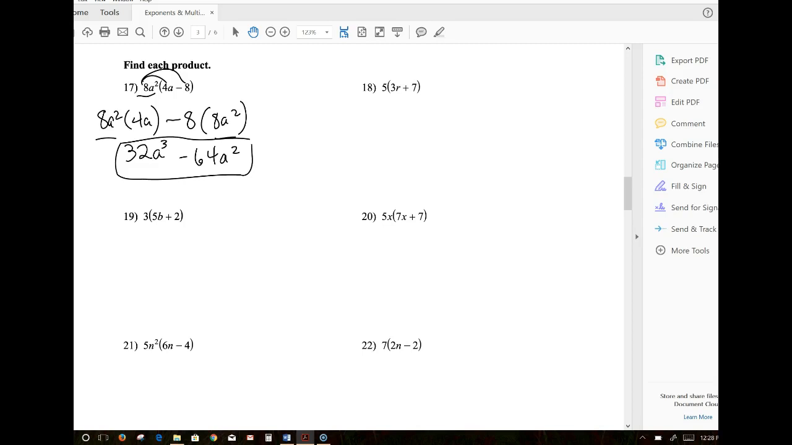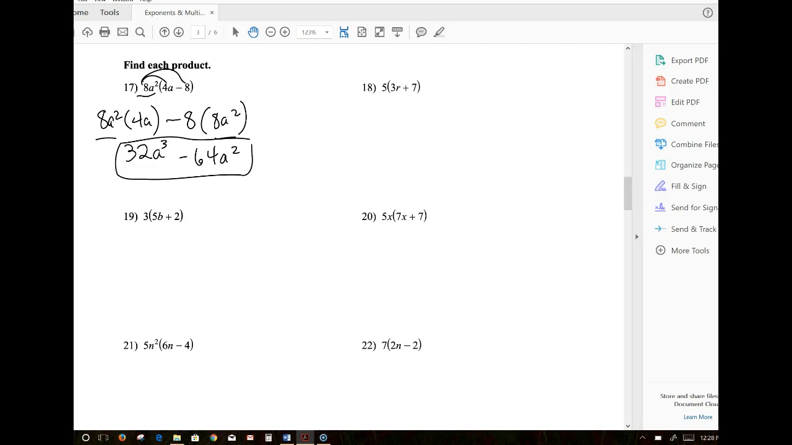Just to recap, a polynomial is a string of terms that are added or subtracted. If there's one term, we call it a monomial. Two terms is a binomial. Three terms is a trinomial. Anything more than that, we just call polynomial, okay?